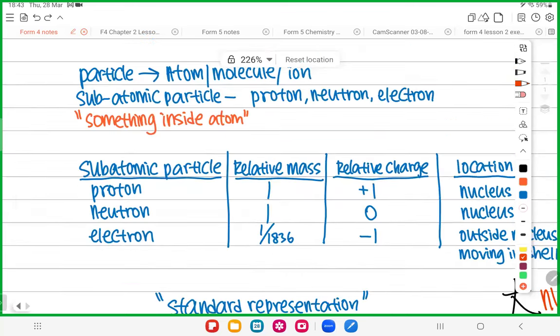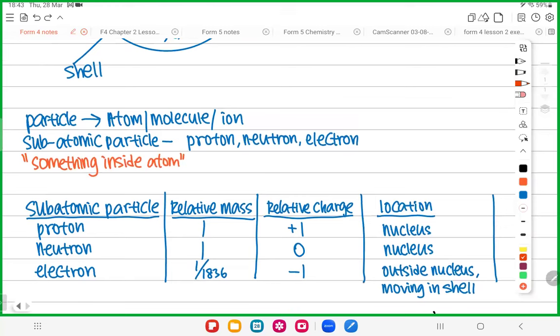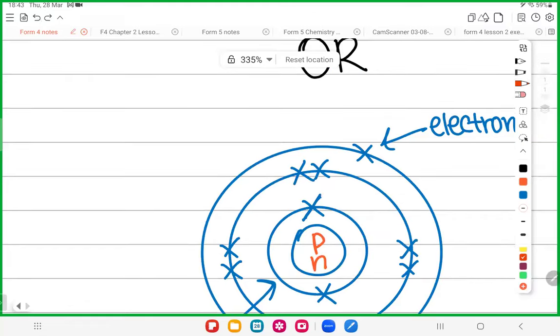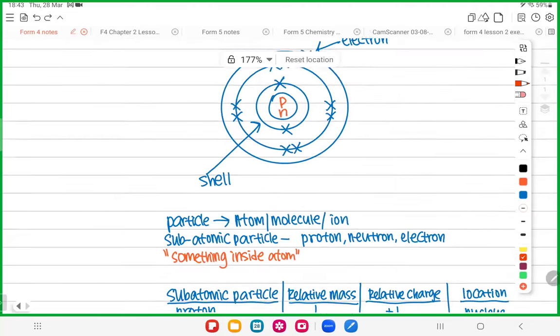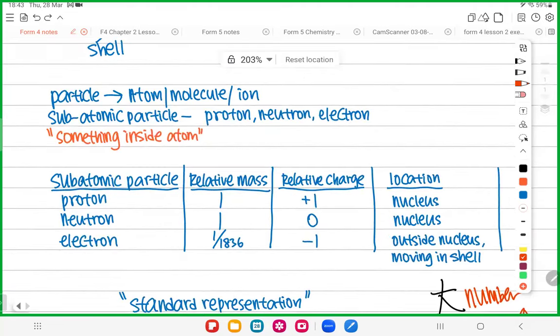Okay, last one. Location. Where can you find them? You find proton in the nucleus. You find neutron also in the nucleus. You find electron outside the nucleus. And electron, not only outside the nucleus, is moving in the shell. You see that? That's why electron is outside the nucleus. This is the nucleus. Electron is outside the nucleus, and the electron is moving in its own shell. So I hope everyone is okay with this summary.